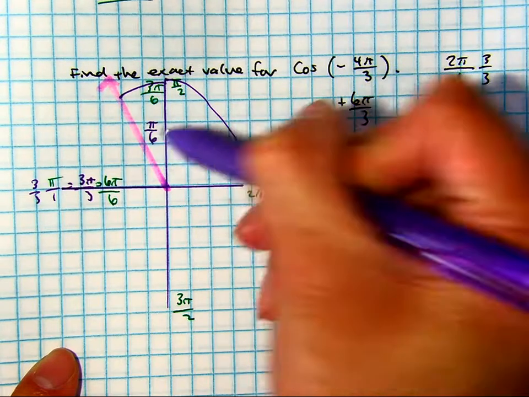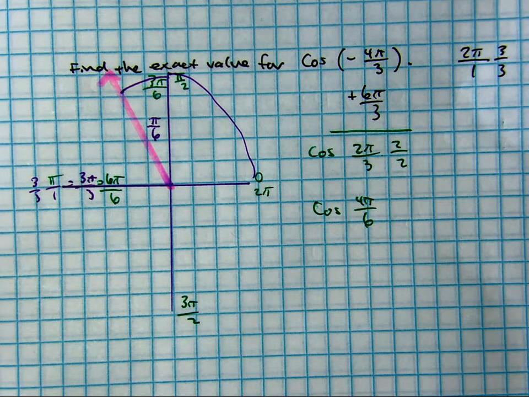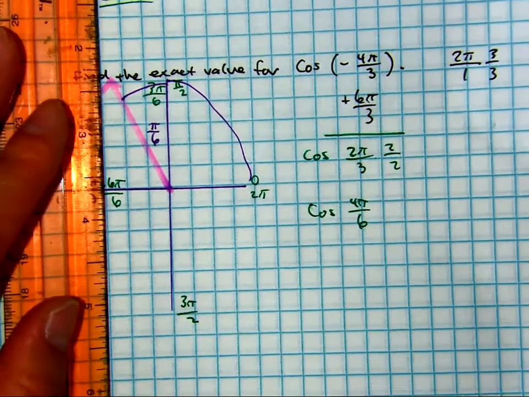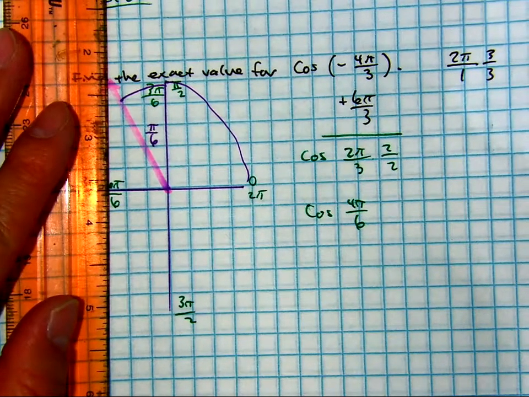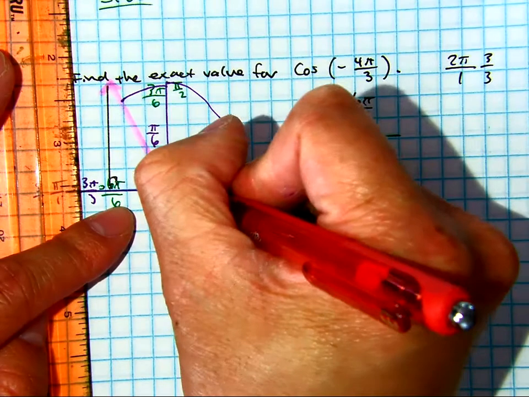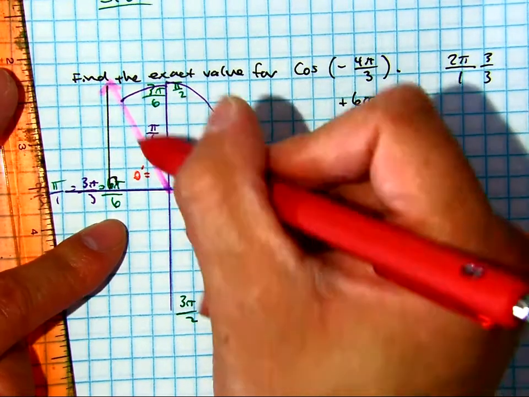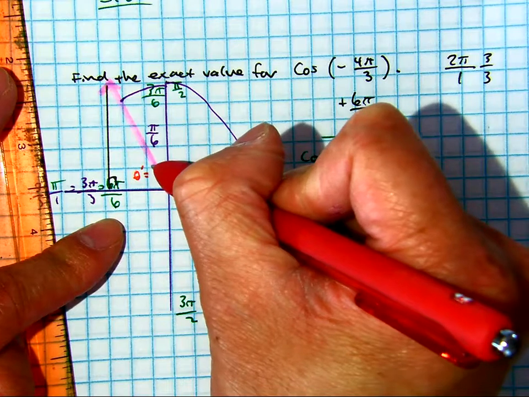Class, is pi over 6 my reference angle? No, it's not. To make my bow tie, I'm going to draw down. That means my reference angle is going to be what? 2 pi over 6, which reduces to pi over 3.